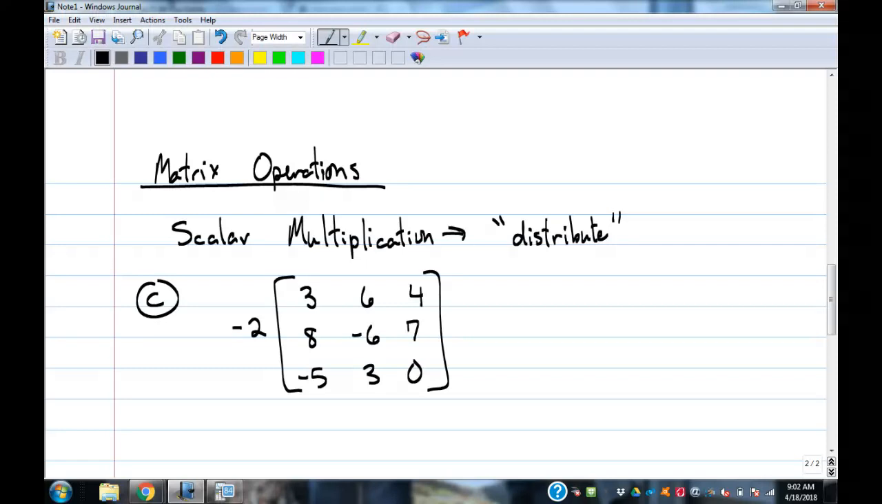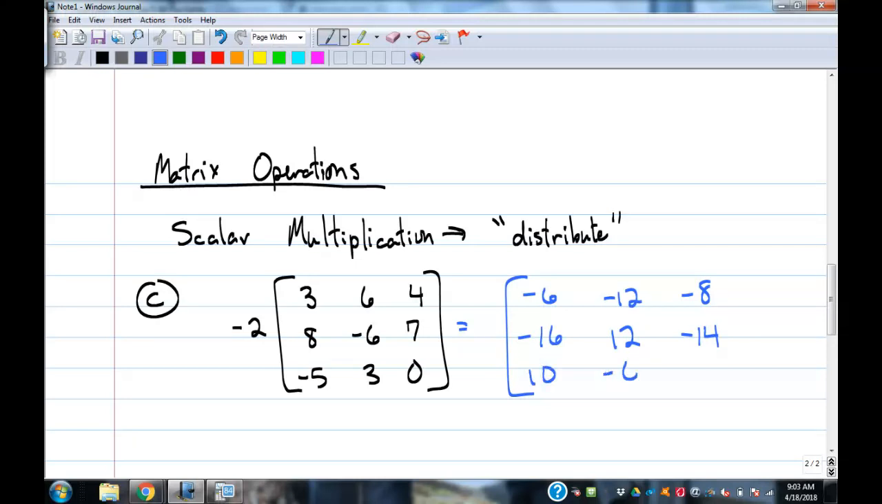All it is. So we're just going to double and change the sign of everybody. So that'd be -6, -12, -8, -16, +12, -14, 10, -6, 0. And you've done scalar multiplication.